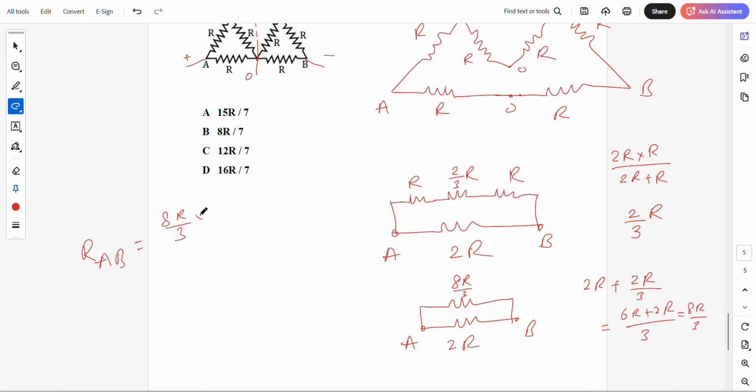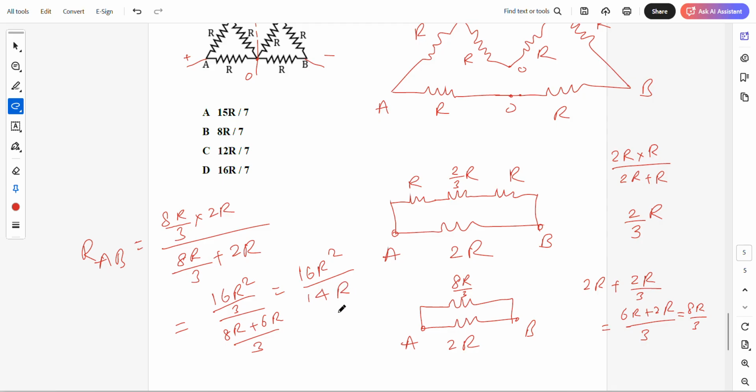8R by 3 in parallel with 2R. Okay, R1 R2 divided by R1 plus R2, both are in parallel. What does this become? 16R square by 3, divided by 3. This becomes 6R plus... 16R square by 14R, that is 8 by 7. 8R by 7 is the right answer.